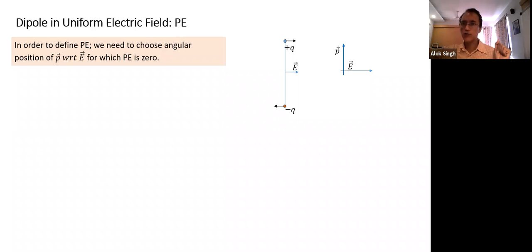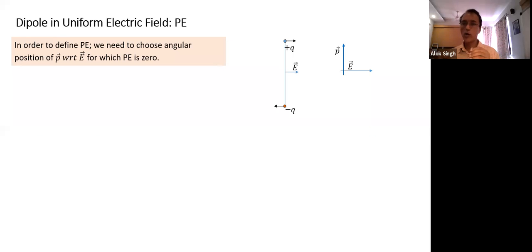A linear position was taken as reference. What is the linear position which was taken as reference? X being infinity. But angular positions cannot be infinity. So here, since it involves rotation, I have to choose a particular angular position at which potential energy is 0.